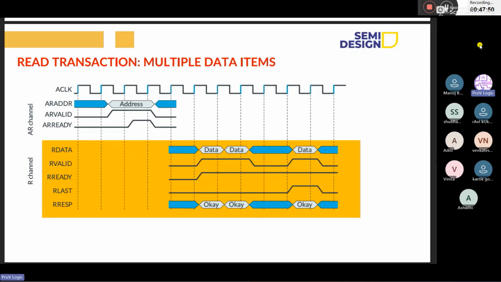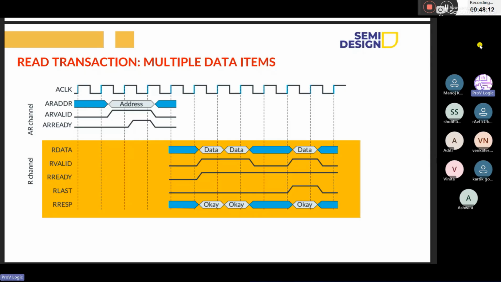But in APB and AHB, we don't have that concept. Once we complete one transaction, only then will the second transaction be started. But in AXI, we have multiple outstanding transactions, where multiple transactions can be sent before the previous one is completed.